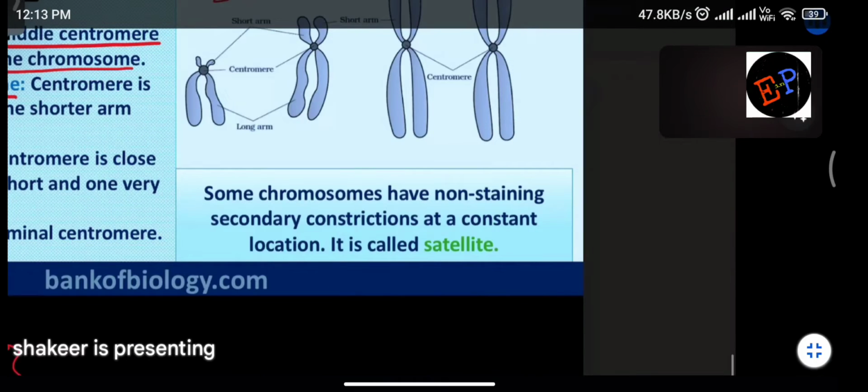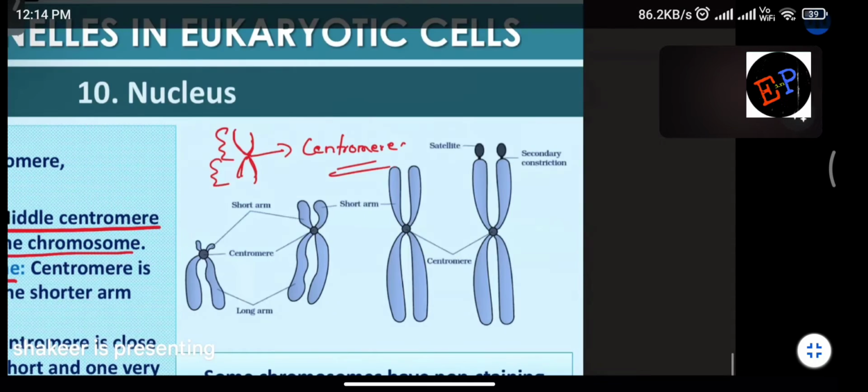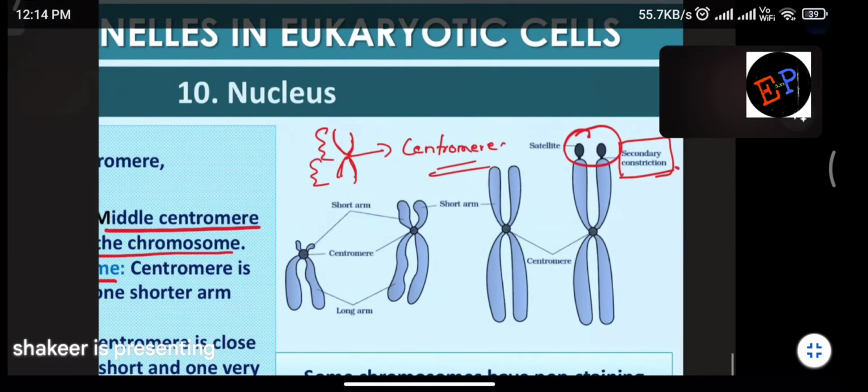And here there is one more point. Some chromosomes have non-staining secondary constrictions also at a constant location. It is called a satellite. So some of the chromosomes have another constriction, two constrictions. And that second constriction you can call a satellite. Are you able to understand? So this is the second constriction which you can find, and this is called the satellite. Are you able to understand?